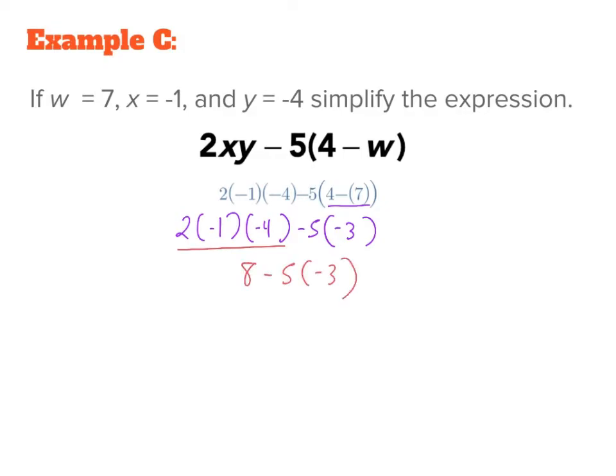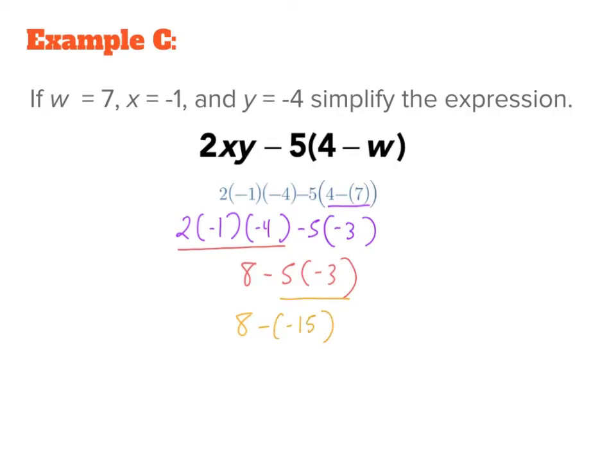Now I've got another multiplication problem to handle. I've got 5 times negative 3. 5 times negative 3 is going to give me negative 15. So I'm going to bring down my 8, bring down my minus sign, bring down my negative 15. And now I've got 8 minus 15.